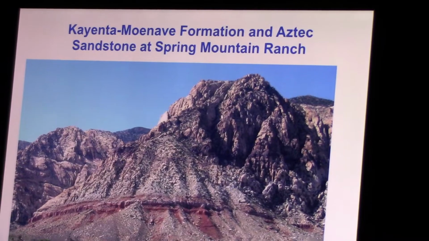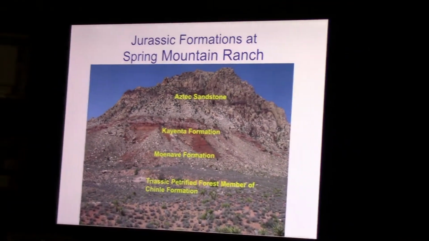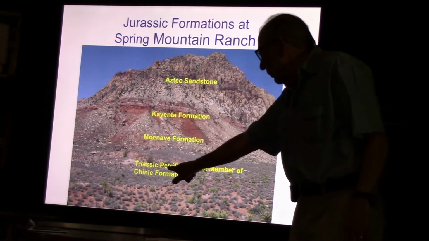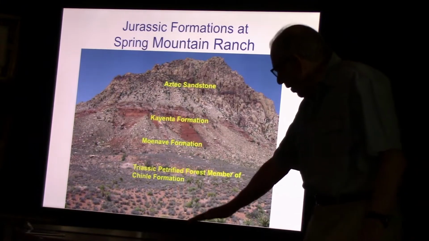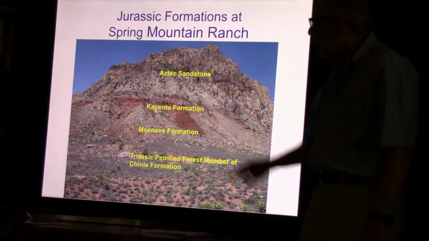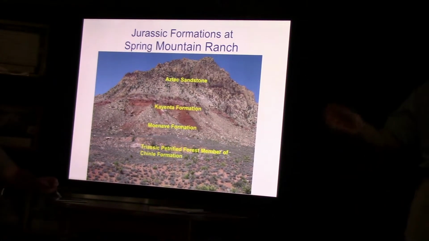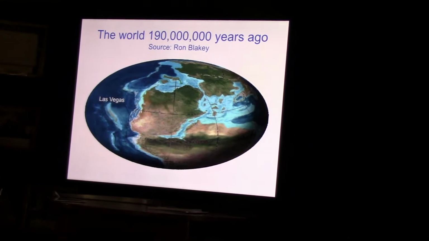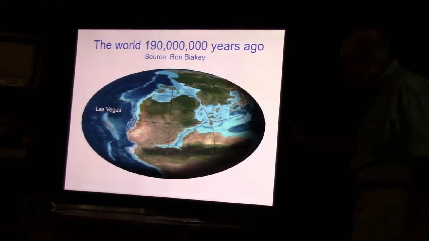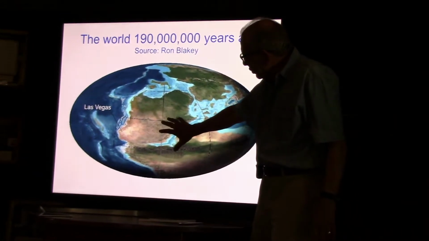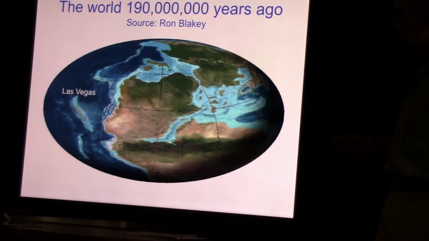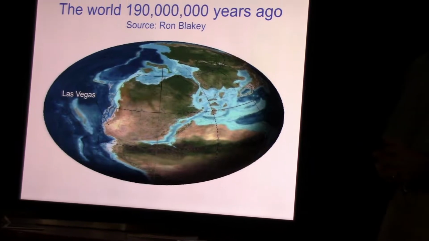Aztec Sandstone. The Spring Mountain Range. So this is what we'll see when we get up on top. You have the Chinle Formation right above the conglomerate, the Petrified Forest member, then the Moenave, Kayenta, and then the Aztec Sandstone. The best exposure in the whole valley, right here. So this is the world 190 million years ago. Just before this, all the continents were together in a supercontinent called Pangaea. And they started breaking up again. They started breaking up about 190 million years ago.